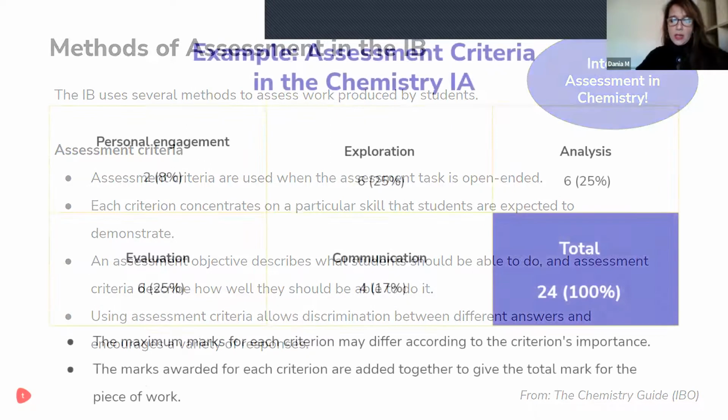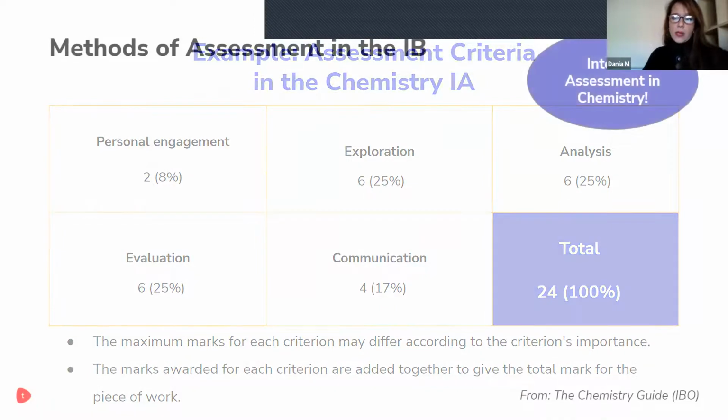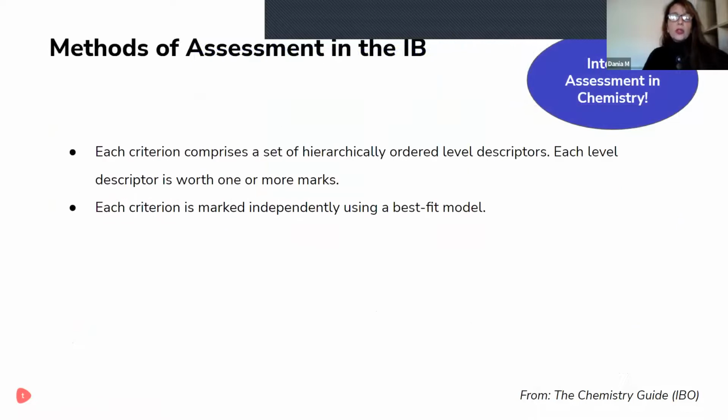We're going to look into, this is normally in chemistry, this is basically done with the internal assessment. So for example, these are the criteria that we use for the internal assessment in chemistry: personal engagement, exploration, analysis, evaluation, communication. And we're going to look into every single one of them throughout the session today. So there are certain marks associated to every criterion. And basically, you just come up with a total grade based on what the student has achieved on each of these criteria.